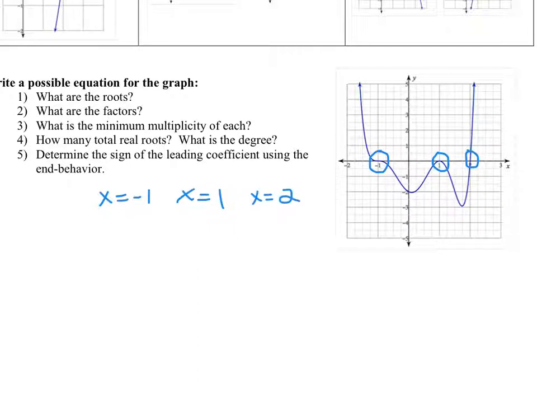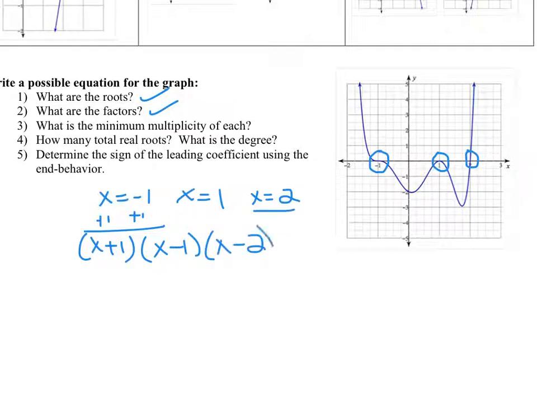Now, what are the roots? Sorry, what are the factors? Well, for the factors, you just flip the sign. So x plus 1 would be the factor. This one would be x minus 1, and this one would be x minus 2. So these are our 3 factors that those roots came from.